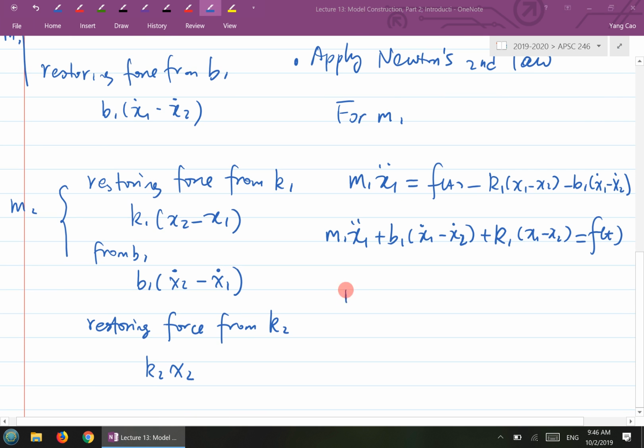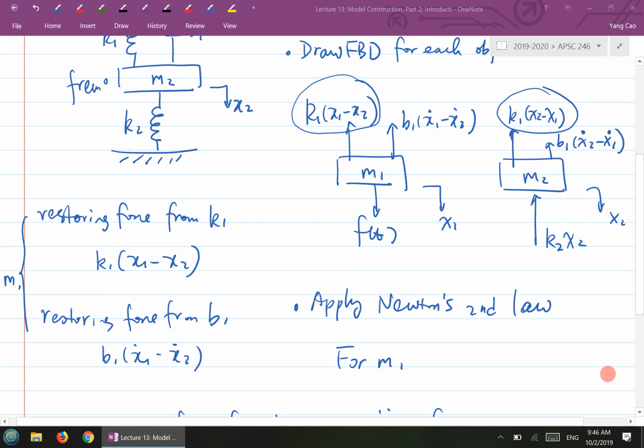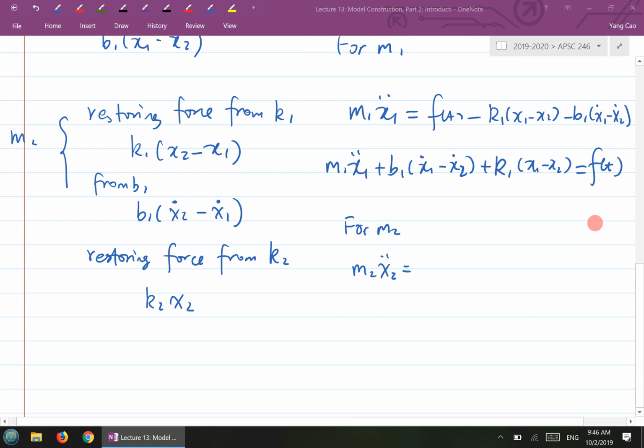And for m2, m2 x2 double dot. m2 has three external forces. All of them go up, so we need a negative sign for all of them. So we get negative k1 times (x2 minus x1), negative b1 times (x2 dot minus x1 dot), minus k2 x2.